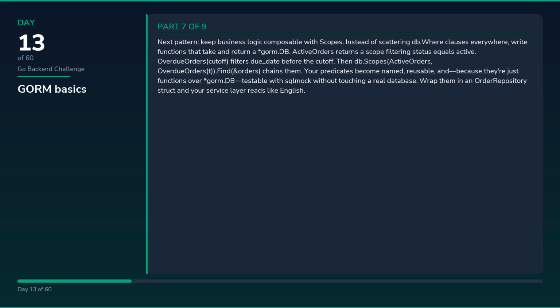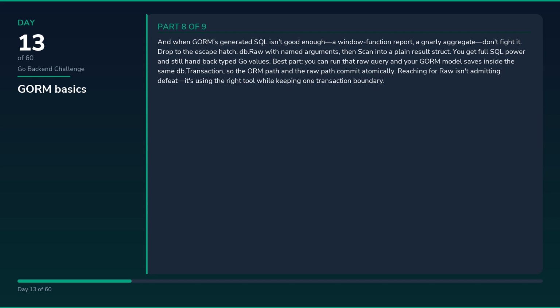Next pattern, keep business logic composable with scopes. Instead of scattering db.Where clauses everywhere, write functions that take and return a *gorm.DB. ActiveOrders returns a scope filtering status equals active. OverdueOrders(cutoff) filters due_date before the cutoff. Then db.Scopes(ActiveOrders, OverdueOrders(t)).Find(&orders) chains them. Your predicates become named, reusable, and, because they're just functions over *gorm.DB, testable with SQLite without touching a real database. Wrap them in an order repository struct and your service layer reads like English.